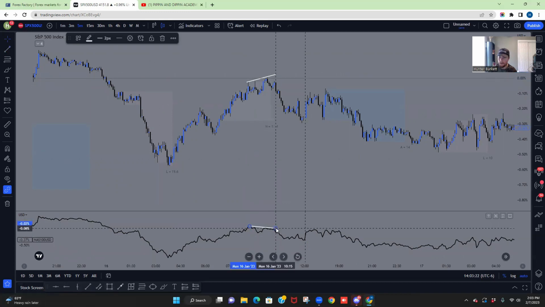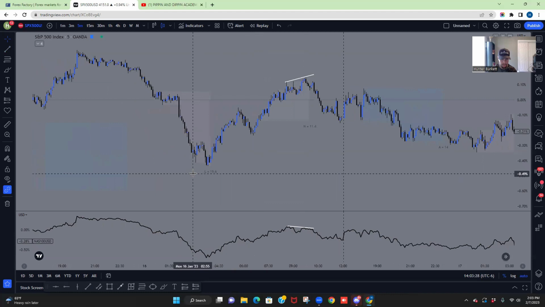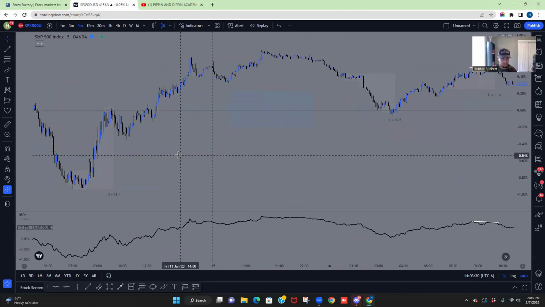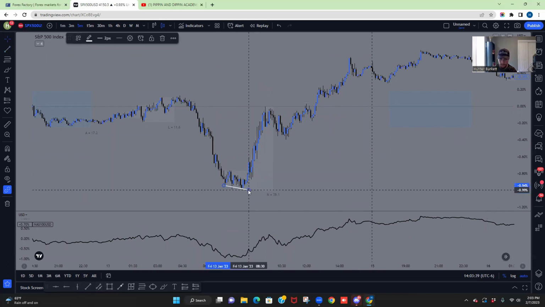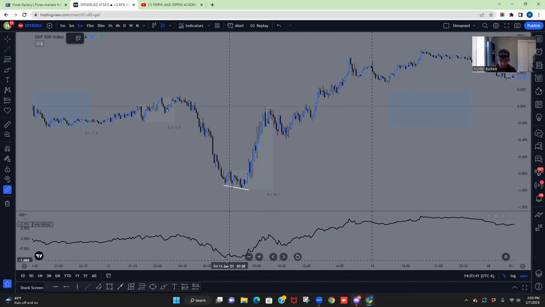High, lower high. You see that? Then we broke down, and you could have done what you needed to do to get into the trade, however you enter. Same thing right here. Low, lower low. They're different. Okay. Same thing with US 30, guys.